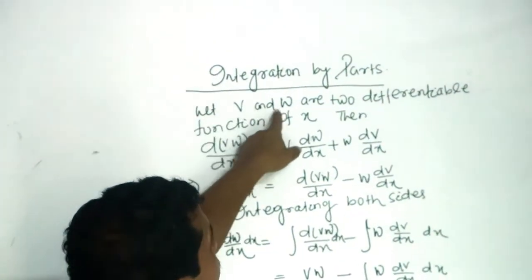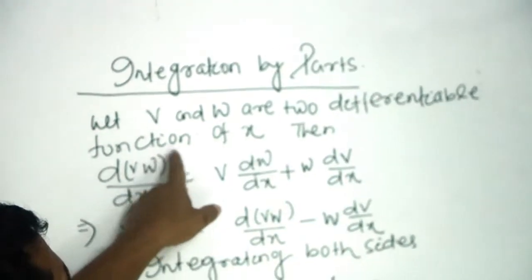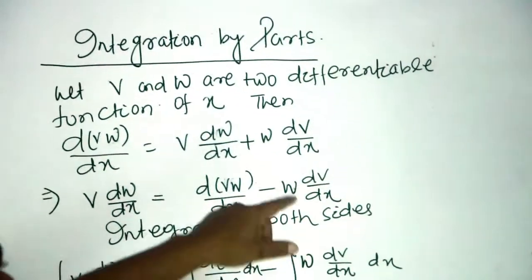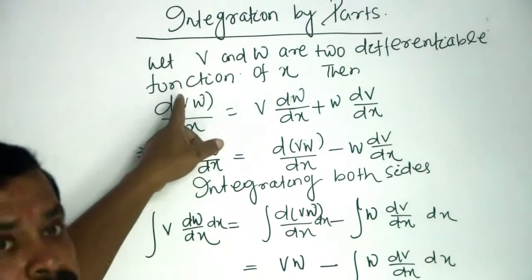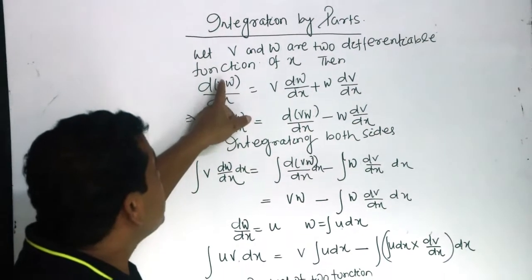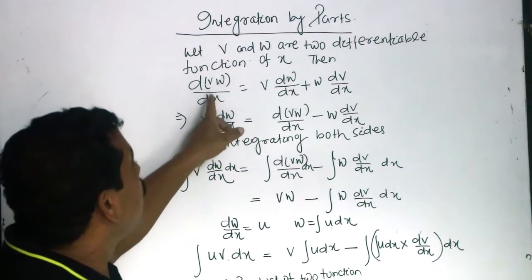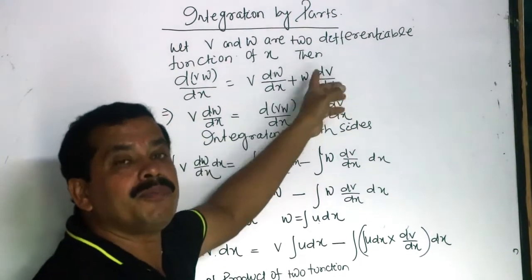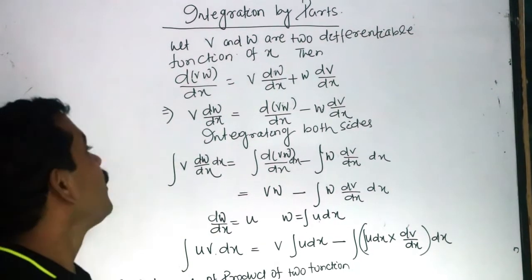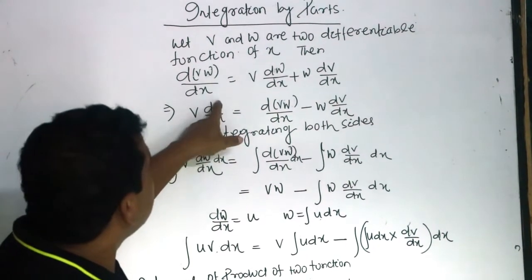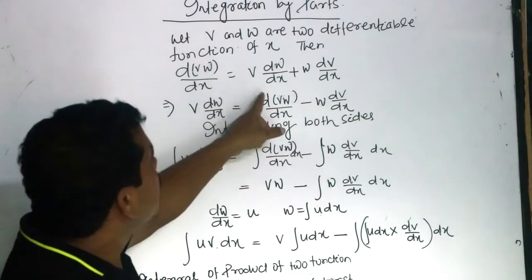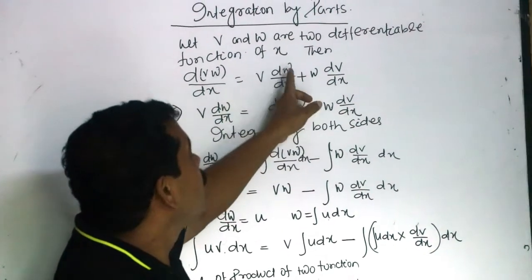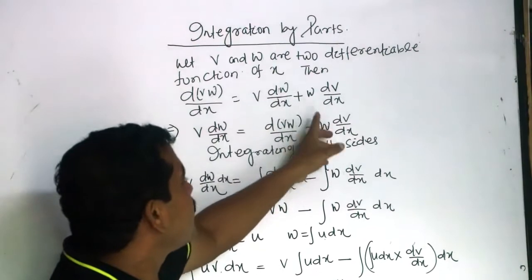Suppose v and w are two differentiable functions of x. Then by the product rule of the derivative, the derivative of vw equals v into the derivative of w plus w into the derivative of v. That is the product rule of the derivative. So v into dw by dx equals the derivative of vw minus w into dv by dx, taking this term to the left side and this term to the right side.